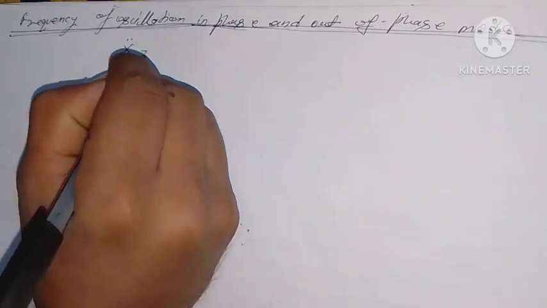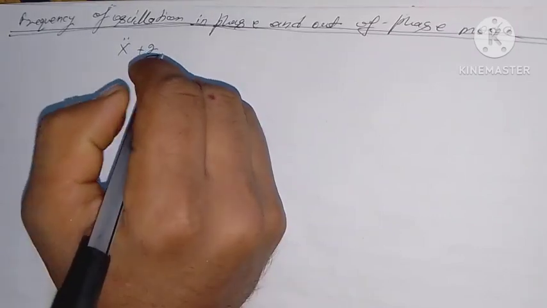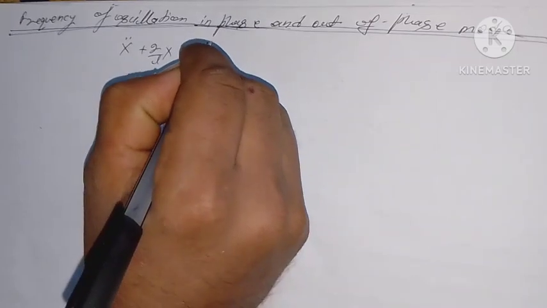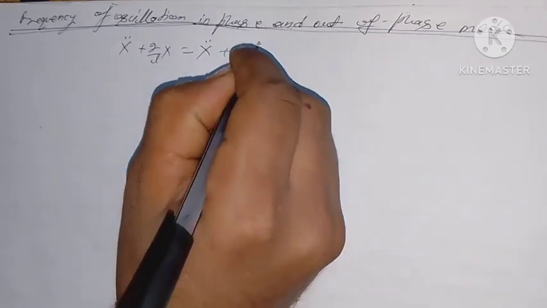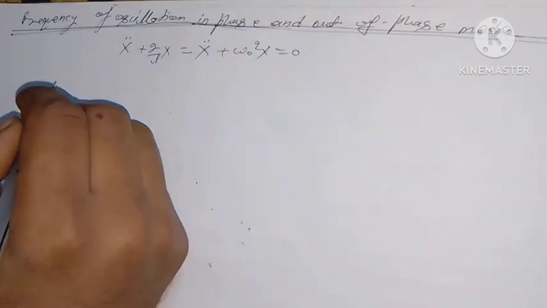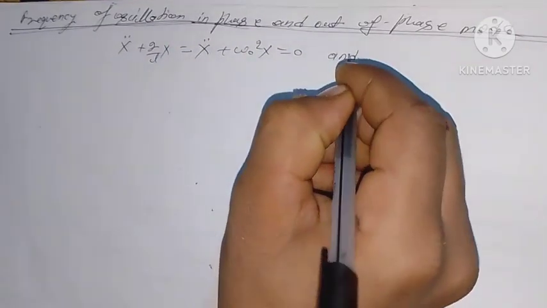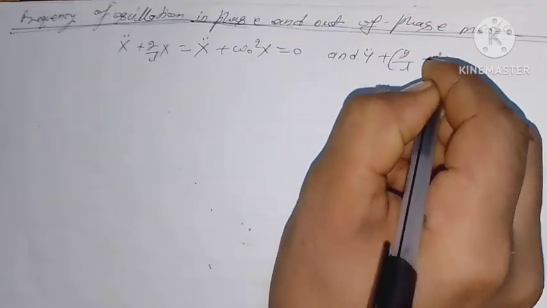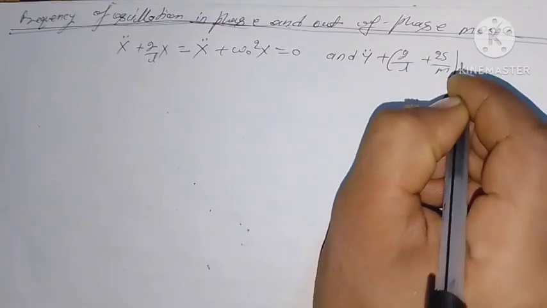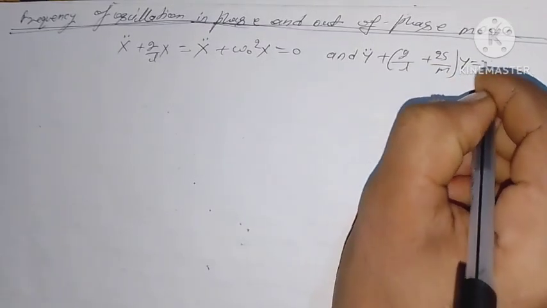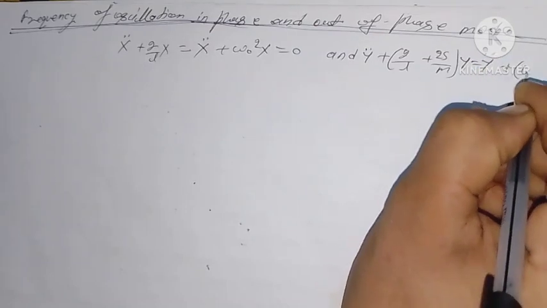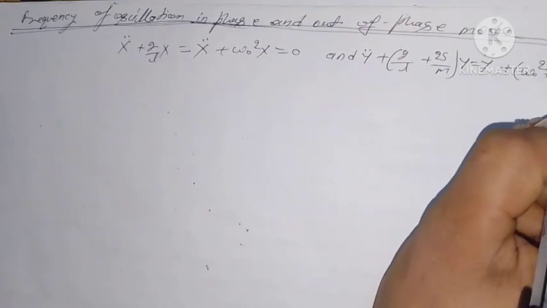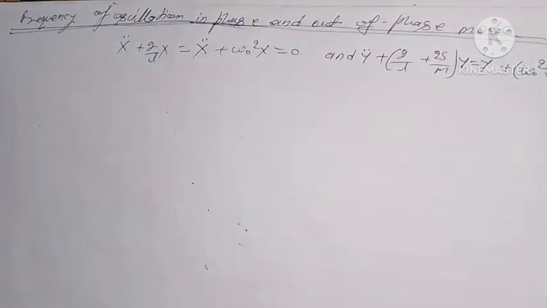d²X/dt² plus g by L times X equals d²X/dt² plus omega naught square X equals 0, and d²Y/dt² plus (g by L plus 2s by m) times Y equals d²Y/dt² plus (omega naught square plus 2s by m) times Y equals 0.